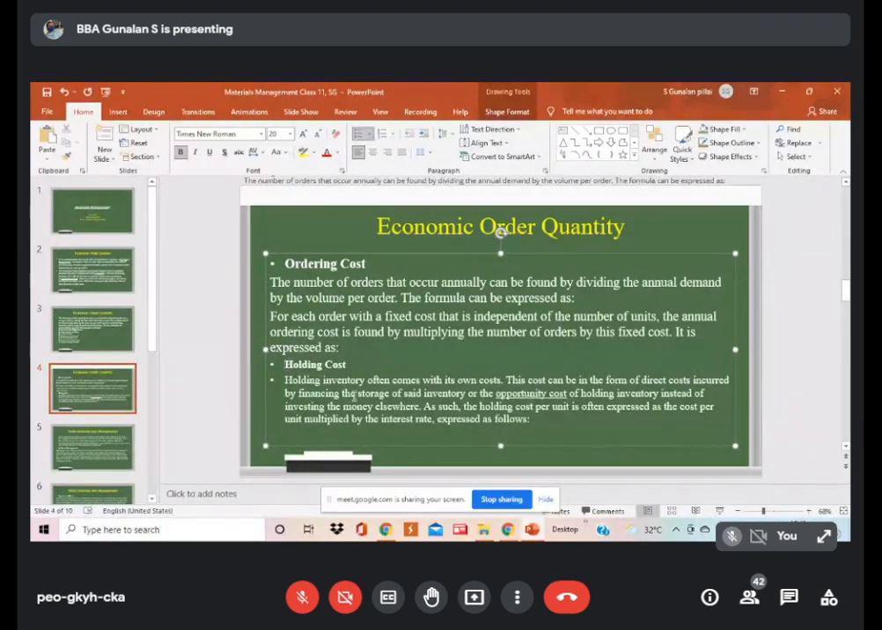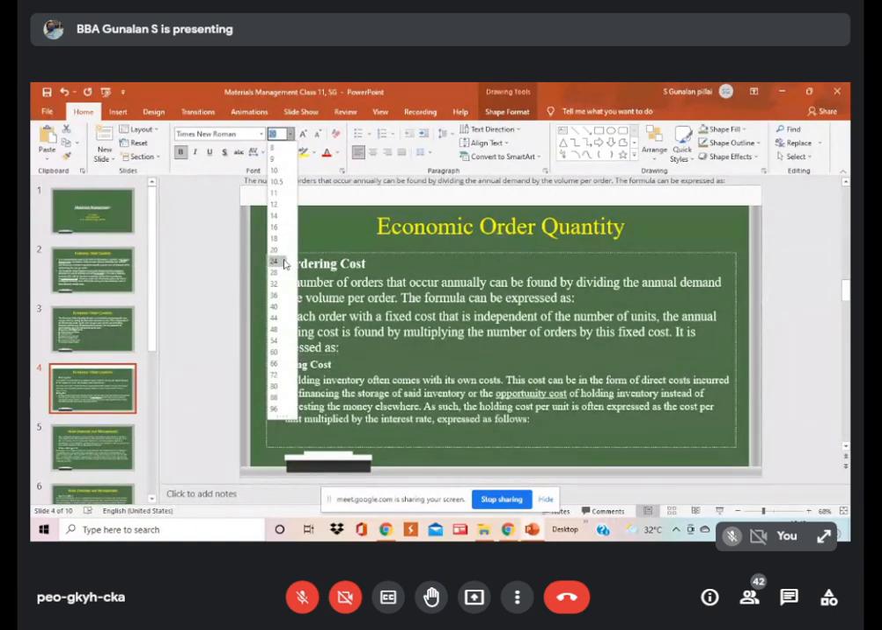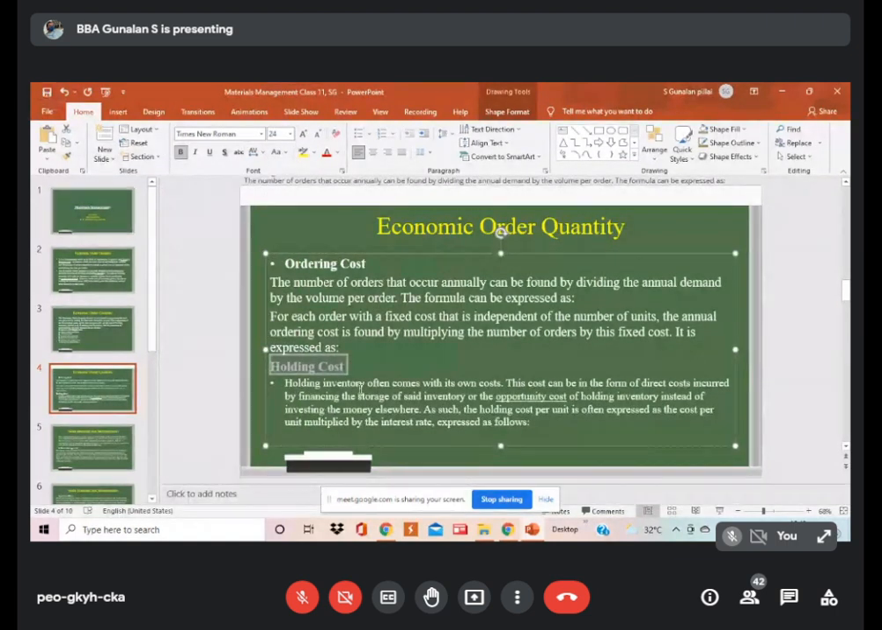Just a minute. What is the cost of holding a product in the store? That is also a cost. Holding inventory often comes with its own cost. This cost can be in the form of direct cost incurred by financing the storage of said inventory and the opportunity cost of holding inventory instead of investing the money elsewhere. As such, the holding cost per unit is often expressed as the cost per unit multiplied by the interest rate, expressed as follows.